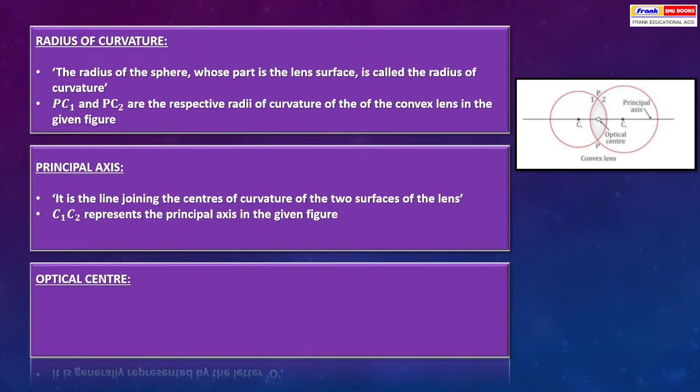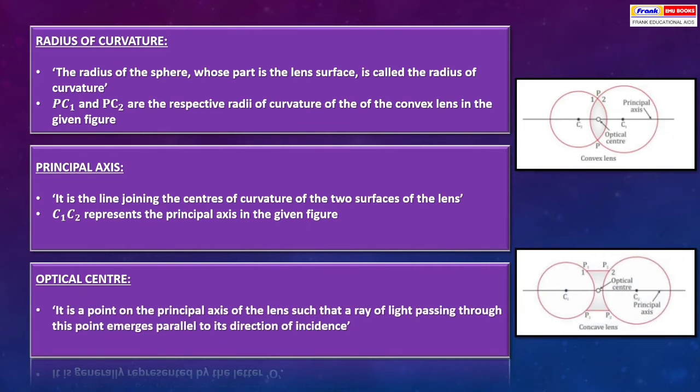Optical center. It is a point on the principal axis of the lens such that a ray of light passing through the point emerges parallel to its direction of incidence. It is generally represented by the letter O.